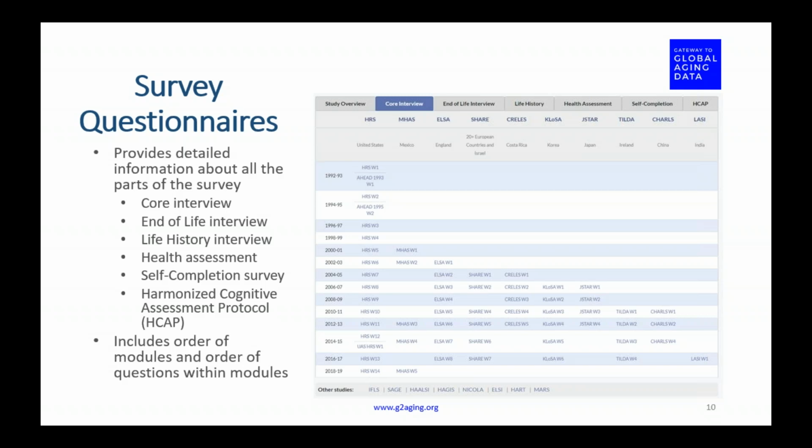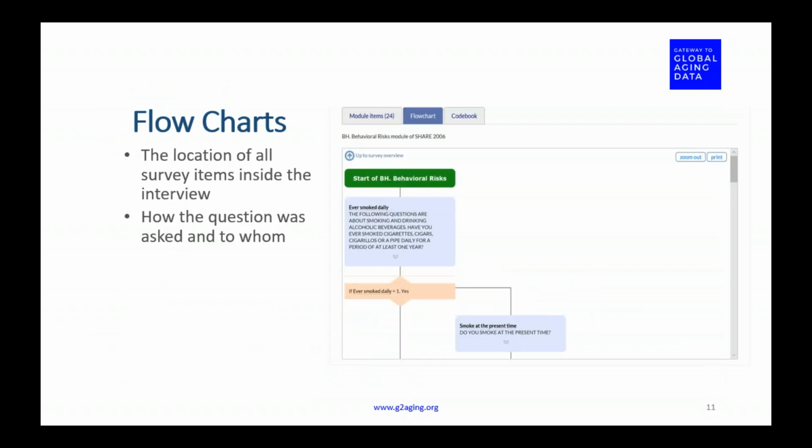And you can see that surveys are usually referred to as waves. So the baseline survey, that first survey, is called wave 1, and then wave 2 is the first follow-up survey, and so on and so on. So you can look down into each one of these individual surveys to see what was asked at that wave in that year. And as part of the gateway, we have information about the order of the modules inside of the survey and the order of those questions within the modules.